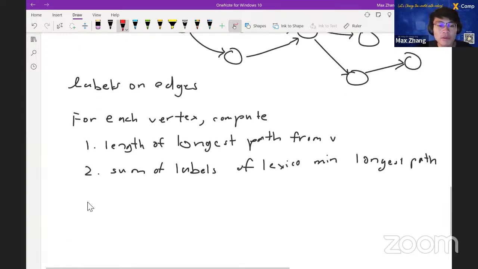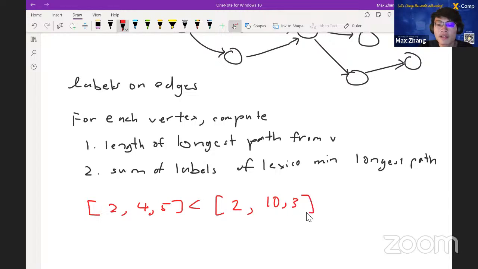So to give a quick example, the sequence of labels 2, 4, and 5 is considered lexicographically smaller than 2, 10, and 3 because the first characters match, but then the second character 4 is less than 10, so we stop the comparison there. So you basically compare them like strings. That's the definition of lexicographically smallest.